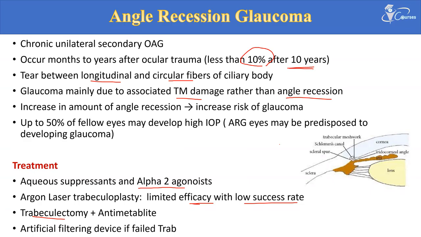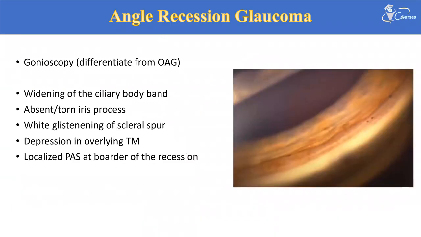What are the characteristic gonioscopy features of angle recession glaucoma to differentiate it from open angle glaucoma? First of all, just look at the other eye. In open angle glaucoma, the angle will be open in both eyes, while in angle recession glaucoma, there will be a difference. The most prominent feature in angle recession glaucoma is widening of the ciliary body band.